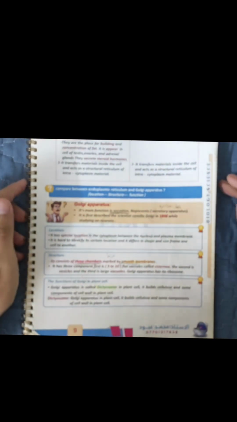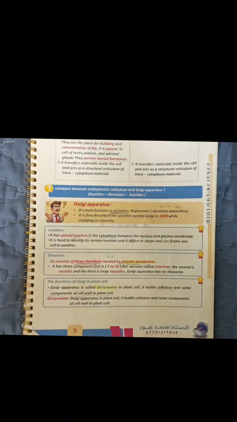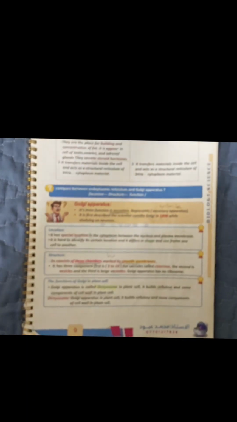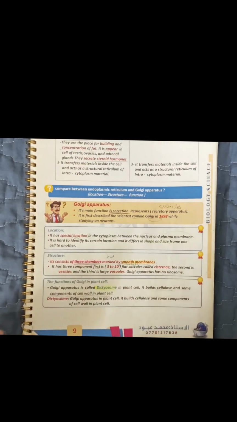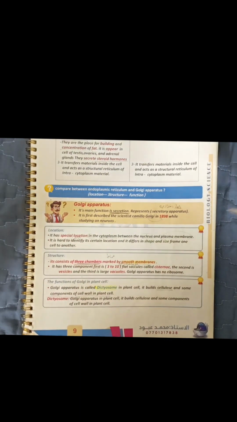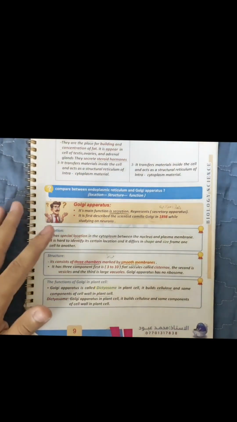Now let's talk about a new, what was it called again? Cell organelle, yeah. A new cell organelle named Golgi apparatus. Its main function is secretion. Basically, secretes. That's its main function, secretion. It represents the secretory apparatus. That's its other name for Golgi apparatus. Keep that in mind.